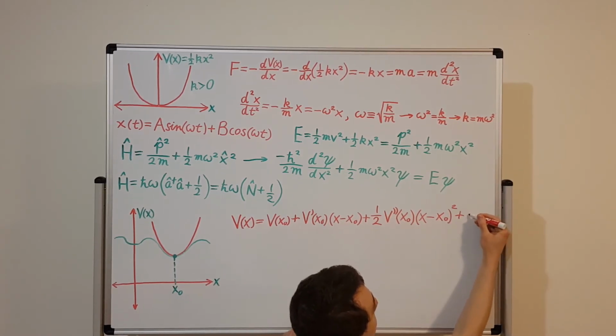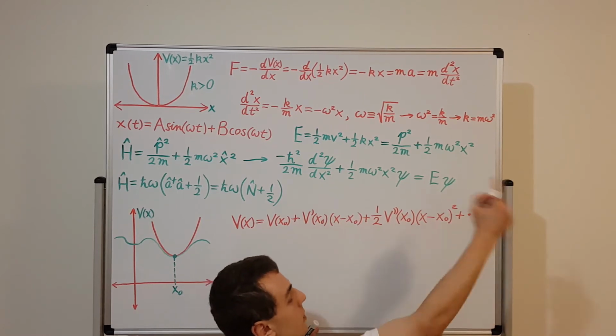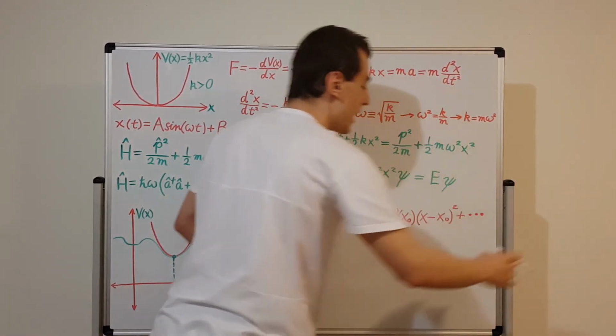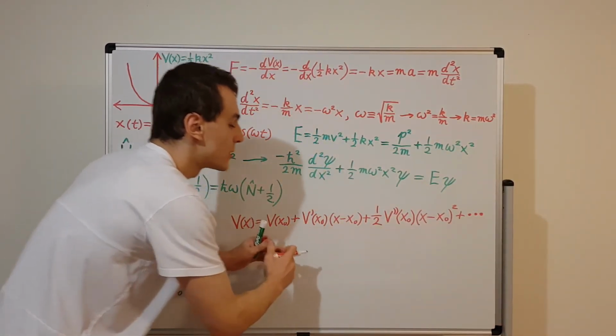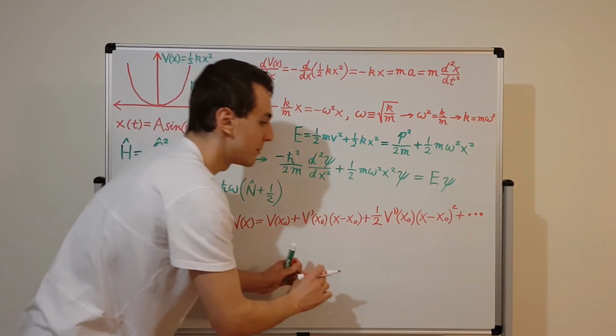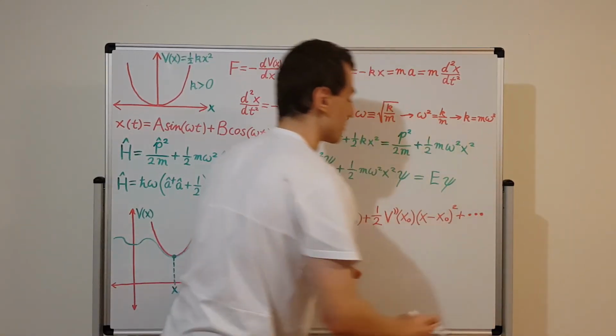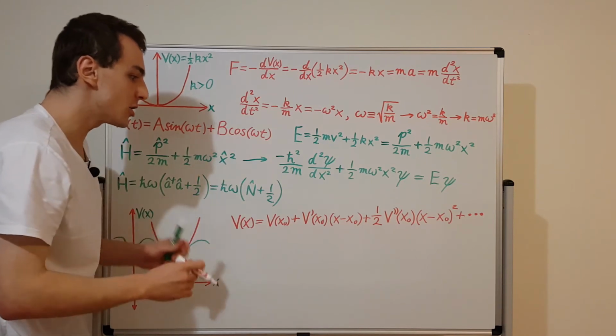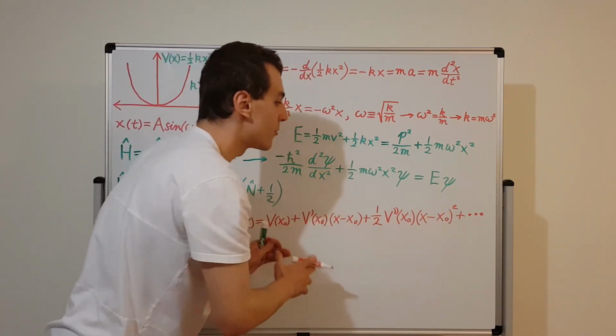And we can keep going. We can add higher order terms. We can have a cubic term, and we can have a quartic term, and this can keep going on and on for however much accuracy we need. If we want to have a more accurate approximation, we can add more and more terms. But here's the thing. We can actually just use the terms that we have over here.